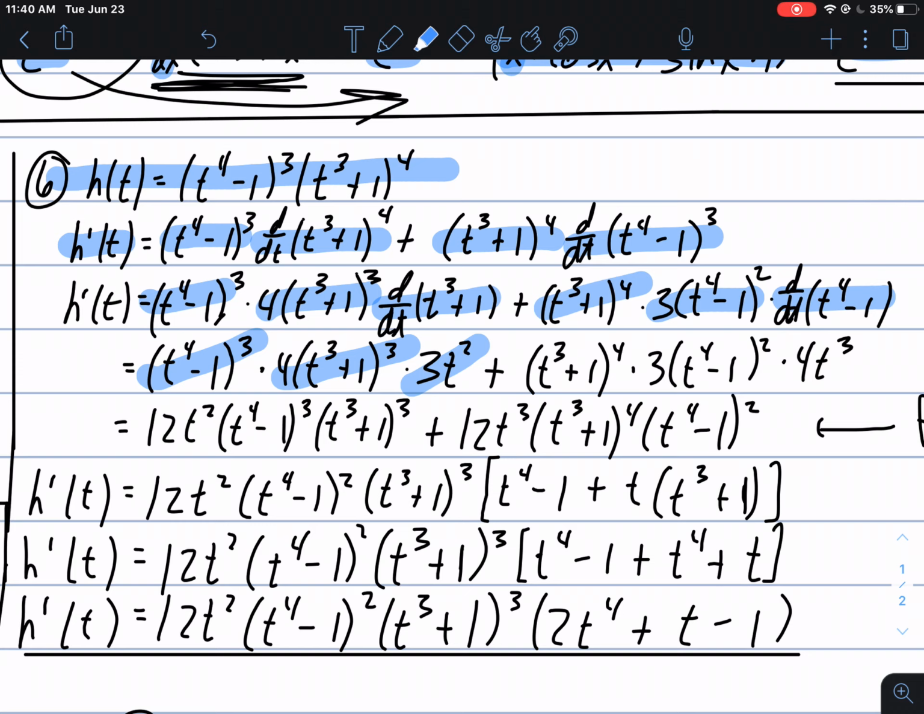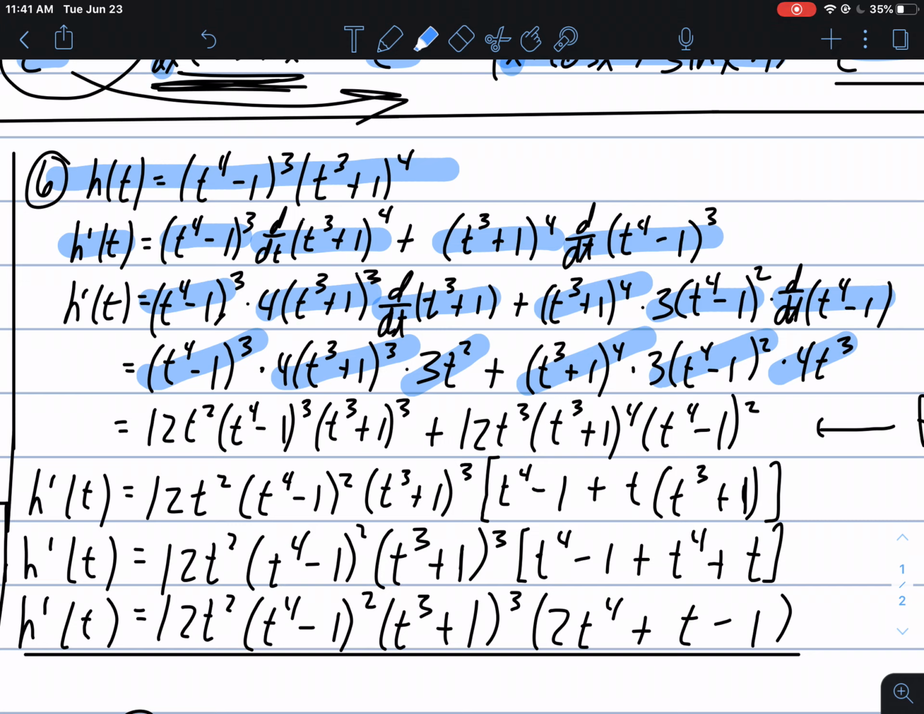So then the second half of it, there's the t cubed plus 1 to the fourth. I just brought that down. Times the 3t to the fourth minus 1 squared. Just brought that down. And then we have to differentiate t to the fourth minus 1. The derivative of t to the fourth is 4t cubed. And again, the derivative of 1 is 0. And now we're done with all of the differentiation. I don't see any more d/dt's anywhere in there.